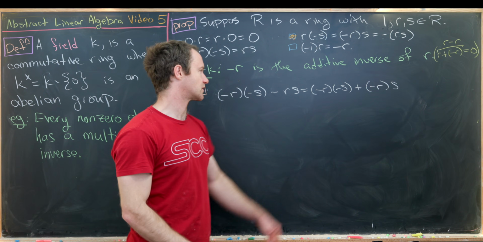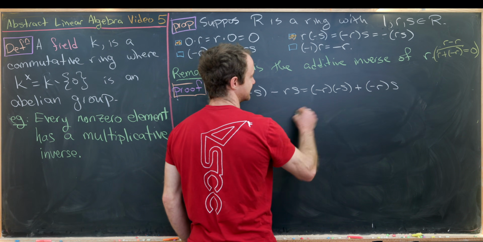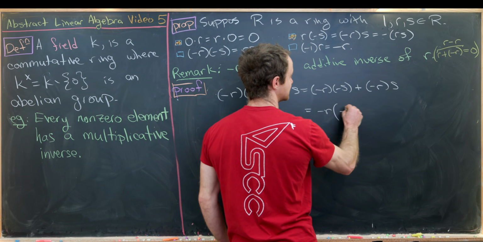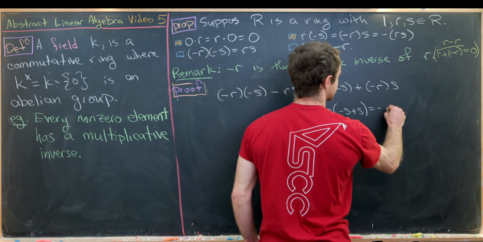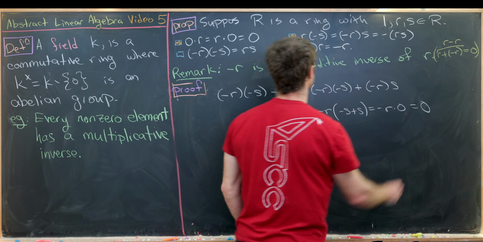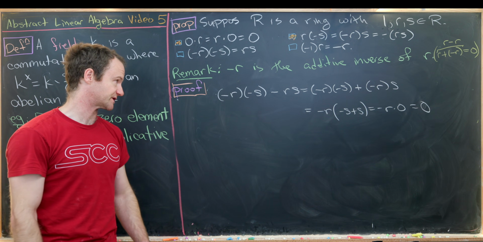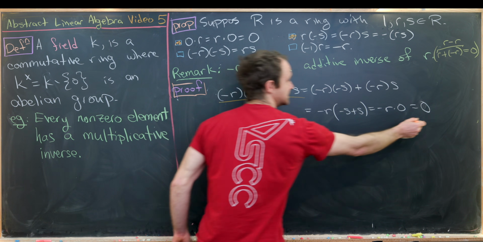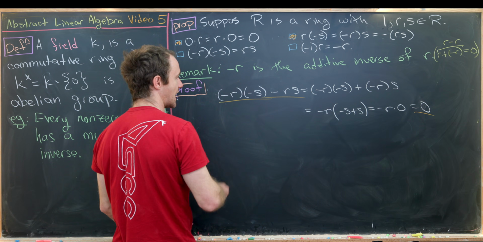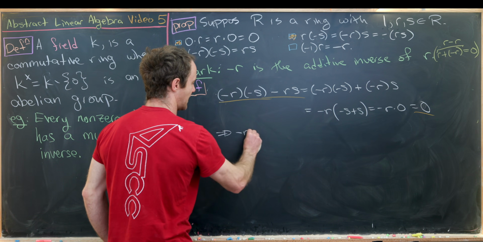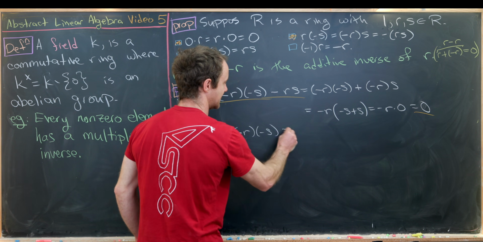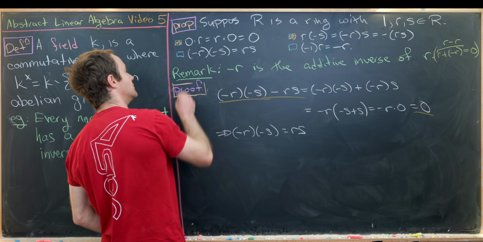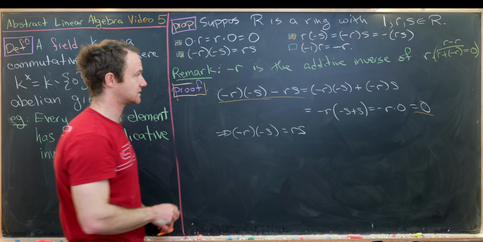And now we can factor a minus R from both sides of this. So doing that, we'll have minus R times minus S plus S, but that's equal to minus R times 0, which is equal to 0 from this first result. But now we've got this equals 0. We can add RS to both sides, and we're left with minus R times minus S equals RS as needed. And so now we're ready to move on to this last result.